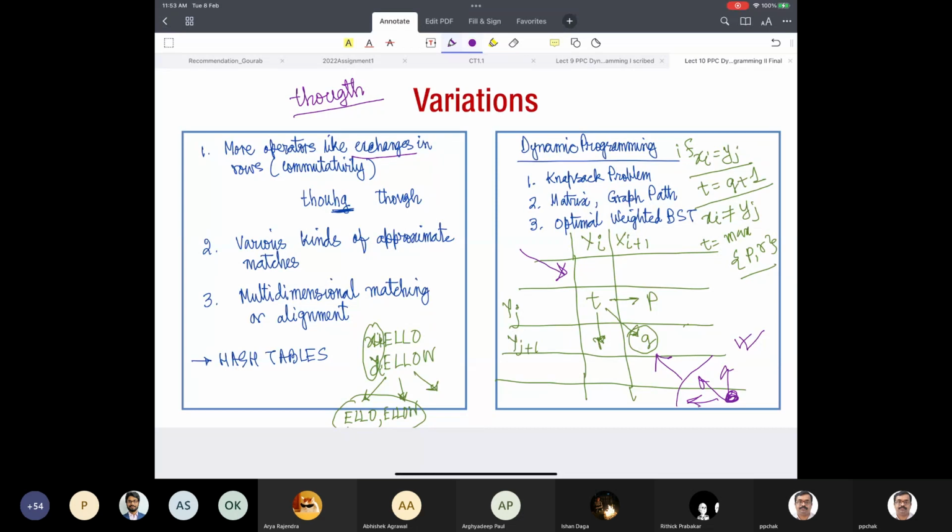Then, when it comes to three strings, what is the longest common subsequence of three strings? Obviously, if you do it pairwise, you won't get the longest common subsequence of three strings. Is it clear?